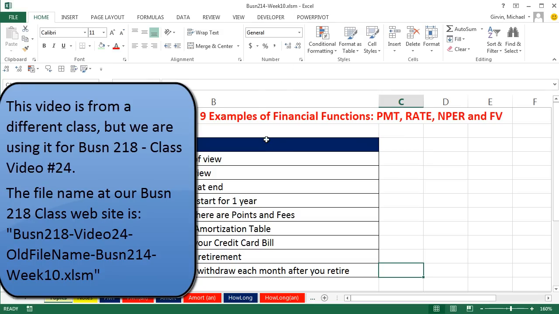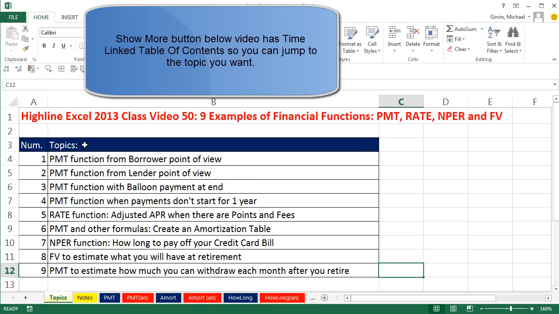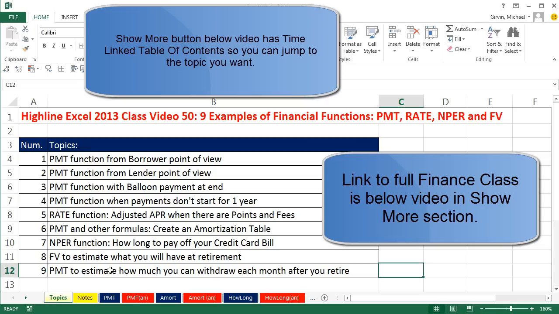In this video, we want to have an introduction to financial functions, and we're going to look at PMT, rate, NPER, and future value. Now, we have 9 different examples, and some of them are directly related, some of them are not. They're kind of a selection of financial examples I might do in my finance class.